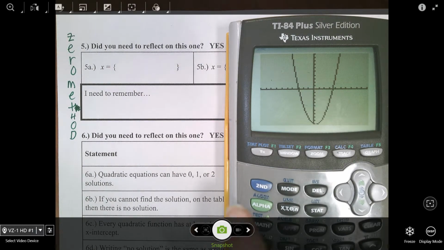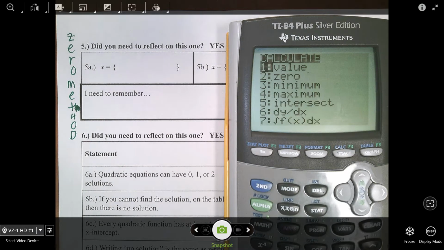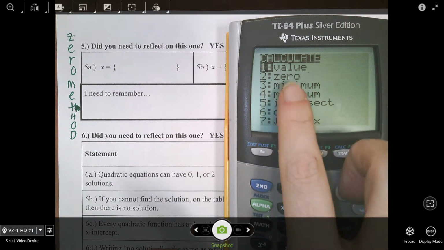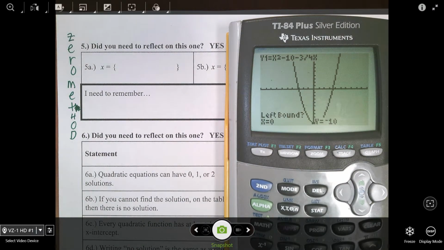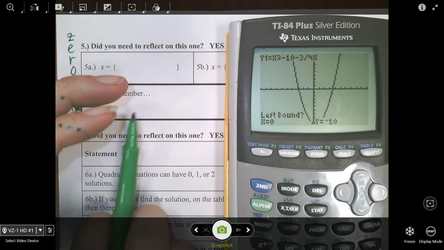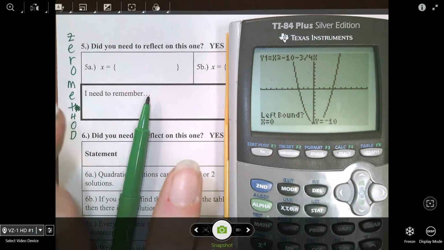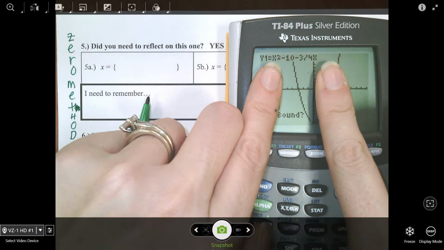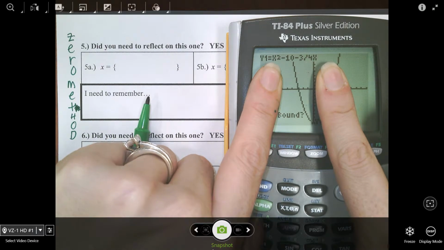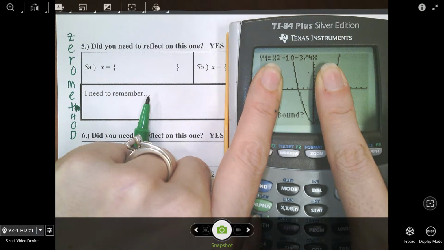So I'm going to walk through the steps. You first press second and trace. And I'm going to press number 2 for 0. Now, I'm being asked left bound, right bound. The calculator wants me to give it a limited amount of space to look at so that it can just name one solution. So first I'm just going to say, look between here and here and tell me the place it's crossing the x-axis just in that area.